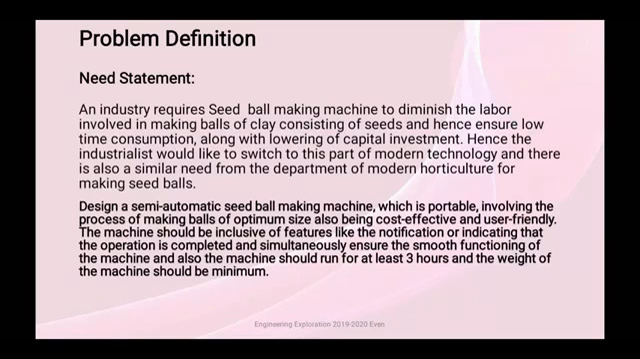Problem definition. The need statement for our course project is that there is a requirement of a seed ball making machine. Therefore, we should design a seed ball making machine which has semi-automatic working, should be manufactured at low cost, should be portable and user-friendly, and it should notify whenever the operation is completed and simultaneously ensure the smooth functioning of the machine. And the constraint is that the machine should function at least 3 hours continuously and the weight of the machine should be minimum.